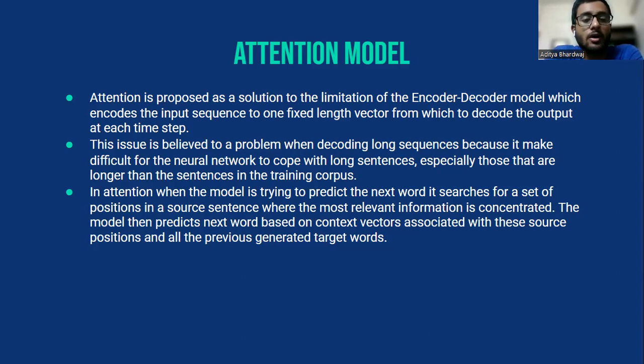In attention, when the model is trying to predict the next word, it searches for a set of positions in a source sentence where the most relevant information is concentrated. The model then predicts the next word based on context vectors associated with these source positions and all the previously generated target words.